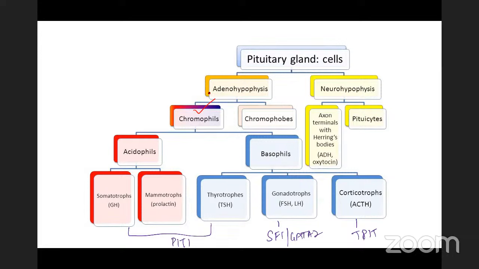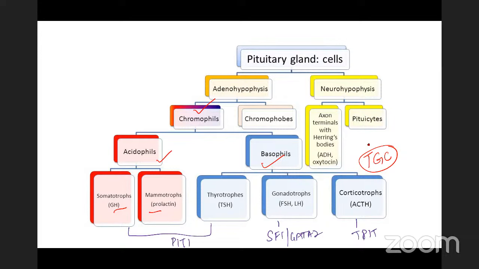Chromophils are basically of two types, color loving: pink lovers and blue lovers. The pink lovers are basically two, that is somatotrophs and mammotrophs. So growth hormone and prolactin are both pink lovers. Whereas the blue lovers are your thyrotrophs, gonadotrophs, and corticotrophs. So T, G, C is basically your basophils, blue lovers: thyrotrophs, gonadotrophs, and corticotrophs.